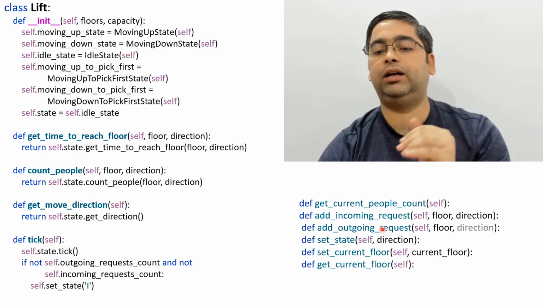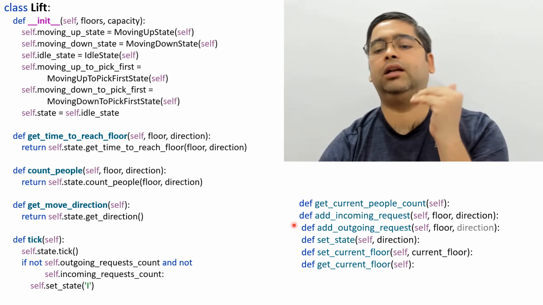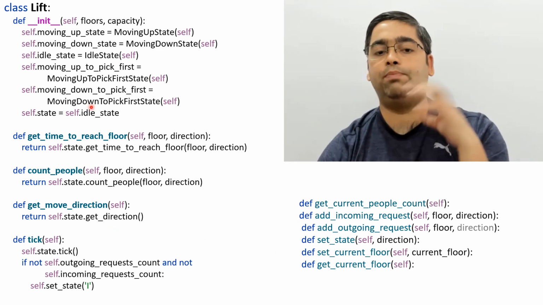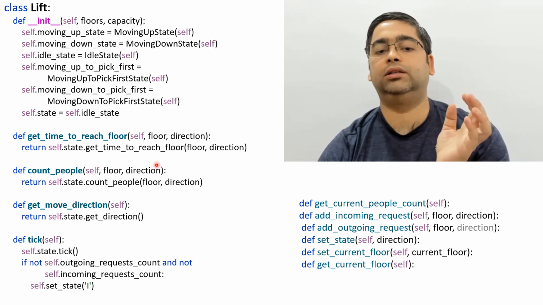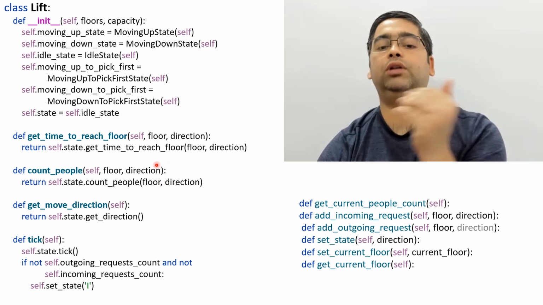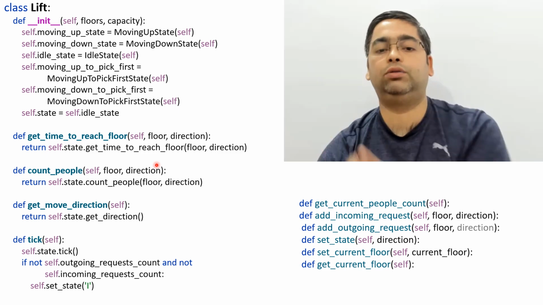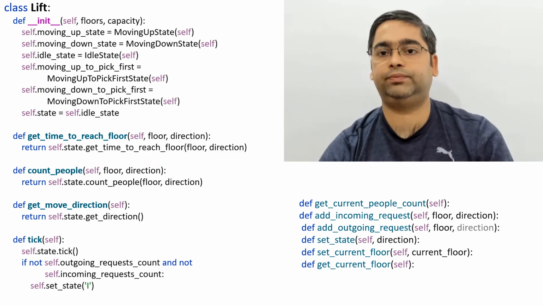There are other methods, simple methods, and their implementation is done, but the important methods are implemented through the state methods.